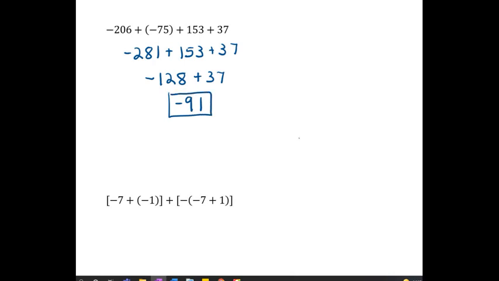If I had grouped my negatives and grouped my positives, then I would have ended up with negative 281 plus 190, same answer, slightly different method. So again, we'll just label those.